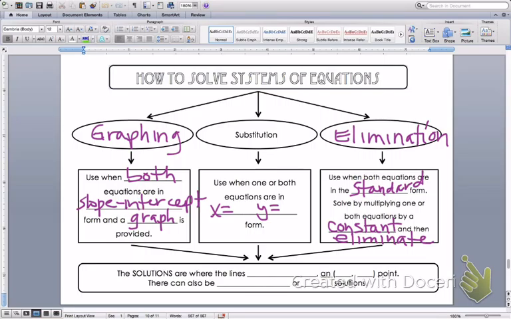All right, so these are the three methods. There's actually a few other ones that you might see in Algebra 2 or College Algebra. And at the end of the day, the solutions are where the lines intersect at that x, y point. And there can also be no solution or infinite solutions.